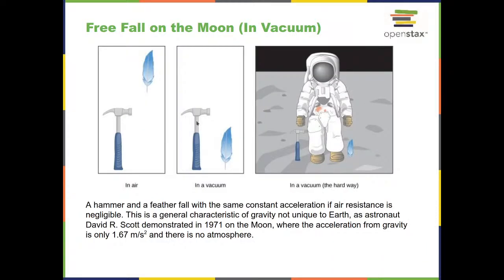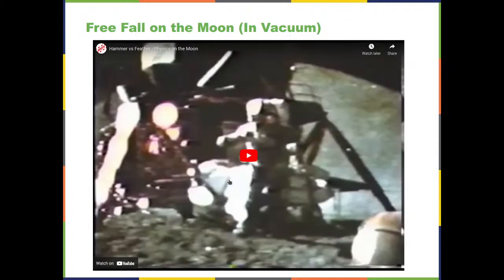But just to show you that this actually happened, in one of the Apollo missions, an astronaut took a hammer and a feather and dropped them both at the same time on the moon. On the moon there's no atmosphere, so any kind of air resistance does not play a role. And of course, as is visible in the video, the hammer and the feather both dropped to the ground and reached the ground at exactly the same time.